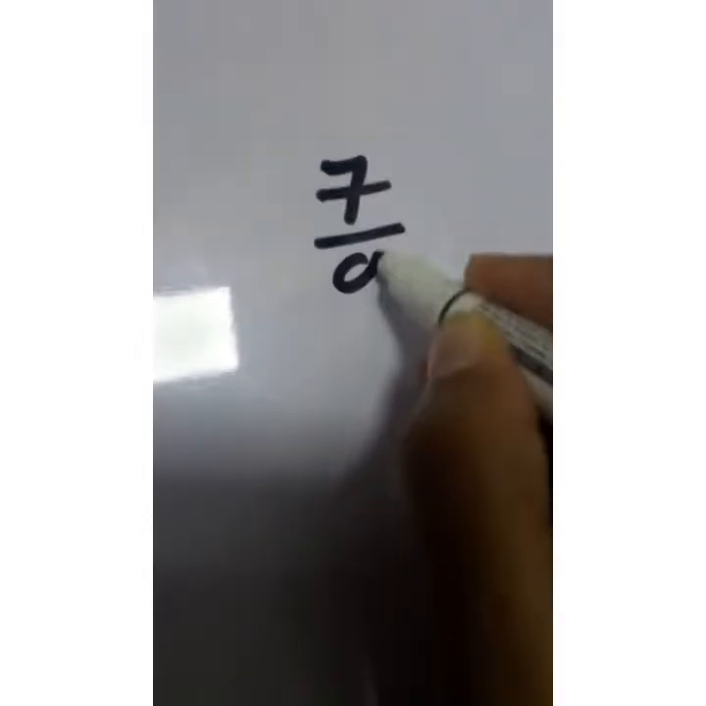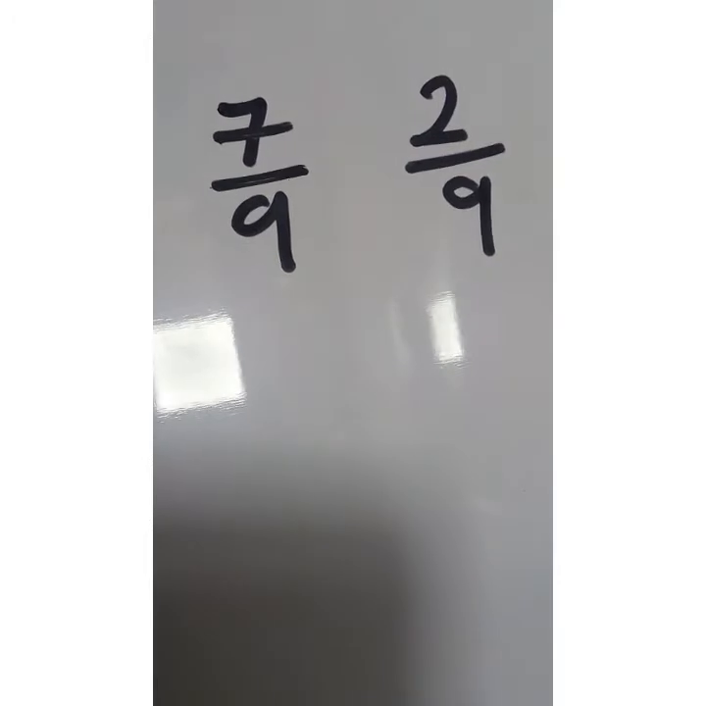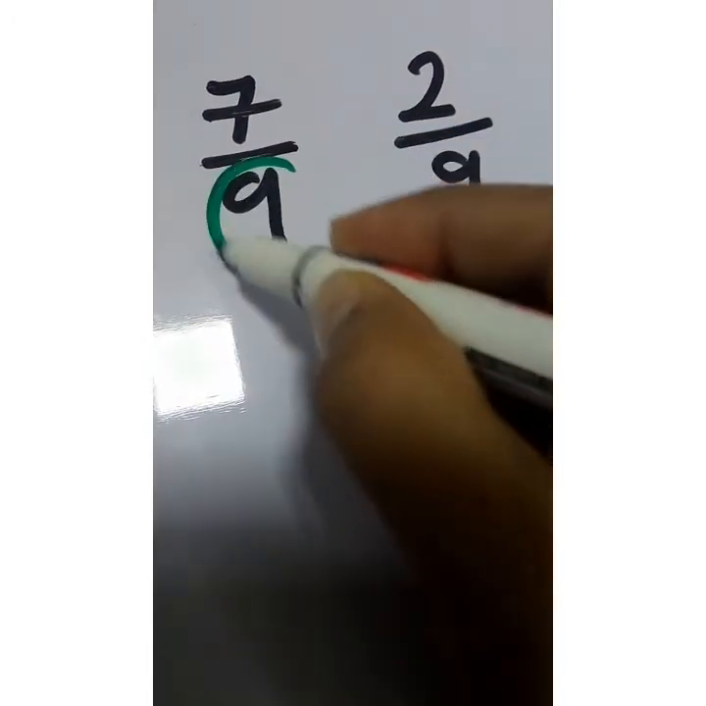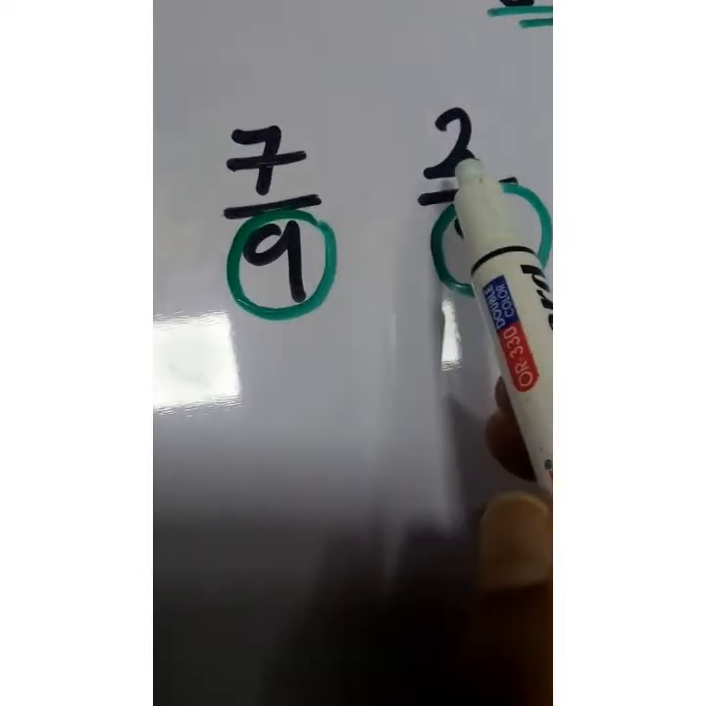The first one that we compared was the fractions having the same denominators but different numerators. For example, 7 by 9 and 2 by 9. When we look at these two fractions, they both have the same denominator, 9, but they are different in the numerator. This is 7 and 2.